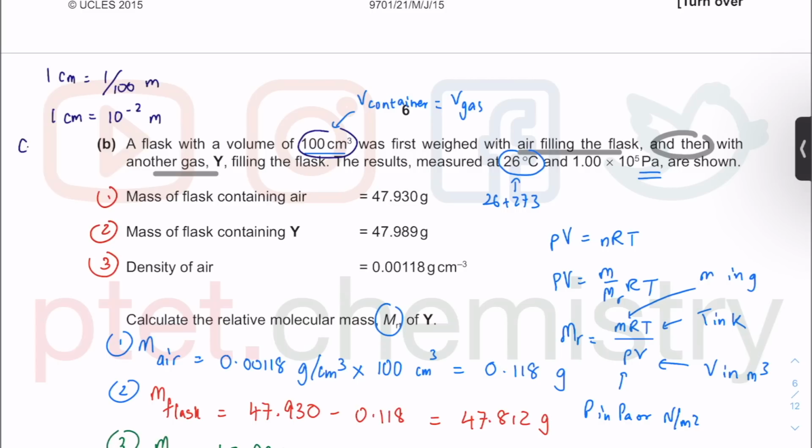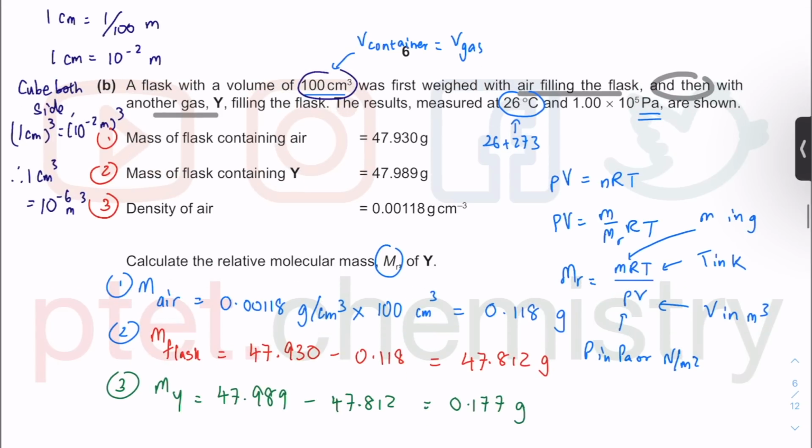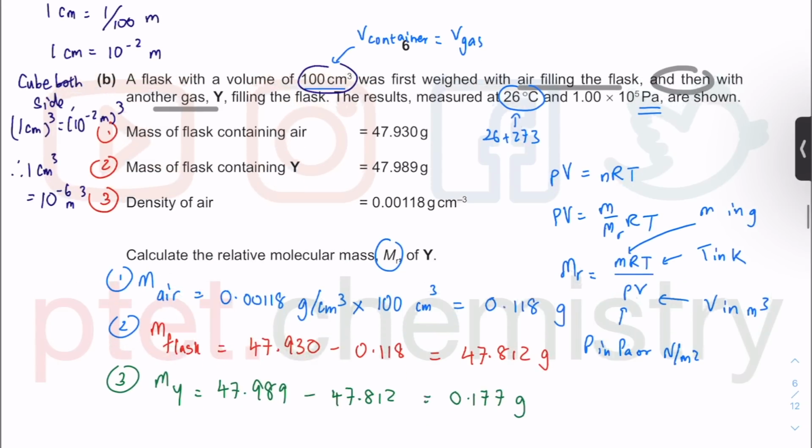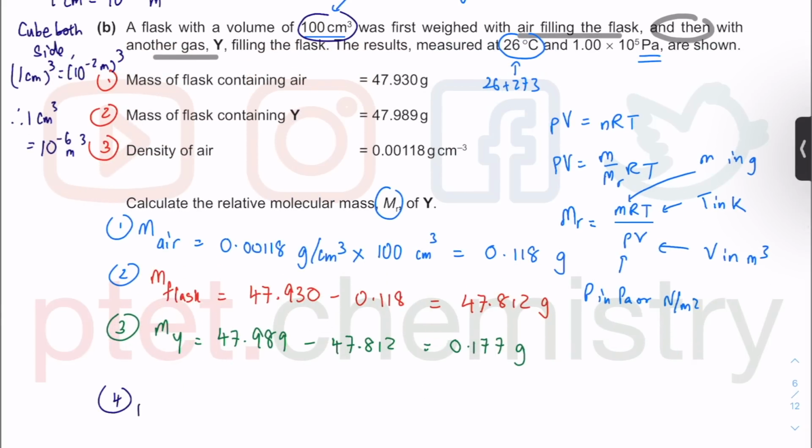And then I could cube both sides. So if I cube both sides, whatever I do on the left hand side, so 1 cm cube is equal to 10 to the power minus 2 meter cube. So therefore, 1 cm cube is going to be equal to 10 to the power minus 6 meter cube. So whatever is in cm cube, I just multiply by 10 to the minus 6. I could convert that to meter cube very, very easily. This thing, plus 273, will convert that to Kelvin. This is already in Pascal. So I'm all set to just plug into the formula.